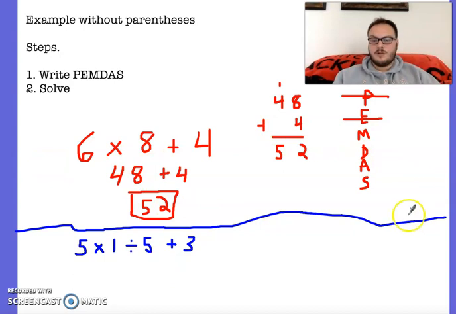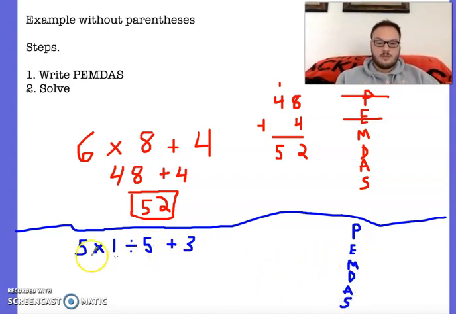Cool. So let's move on to the second example we have here. So again, we are going to do PEMDAS. And this one's a little tricky. I'm going to show you how. Okay. So parentheses, no parentheses, we're good. Exponents, no exponents, we're good.